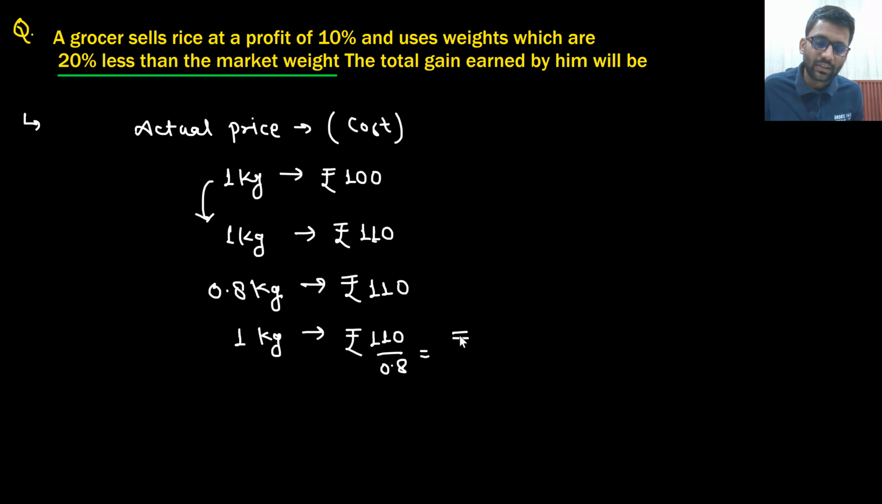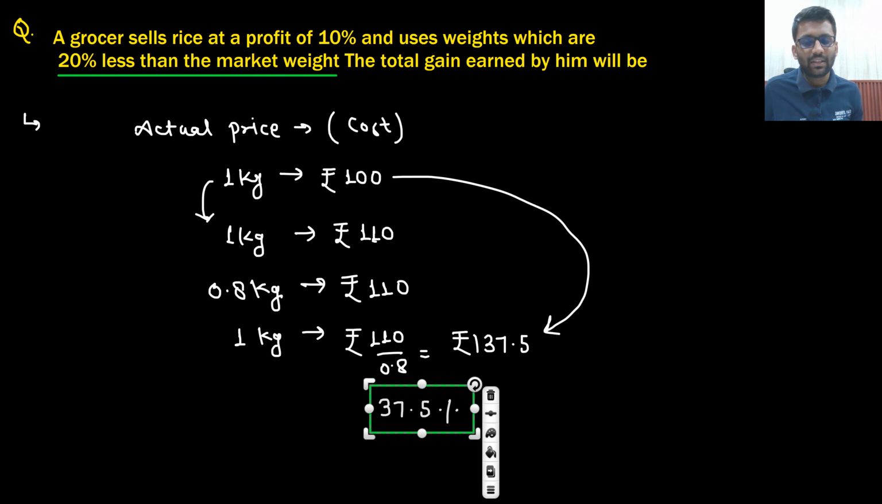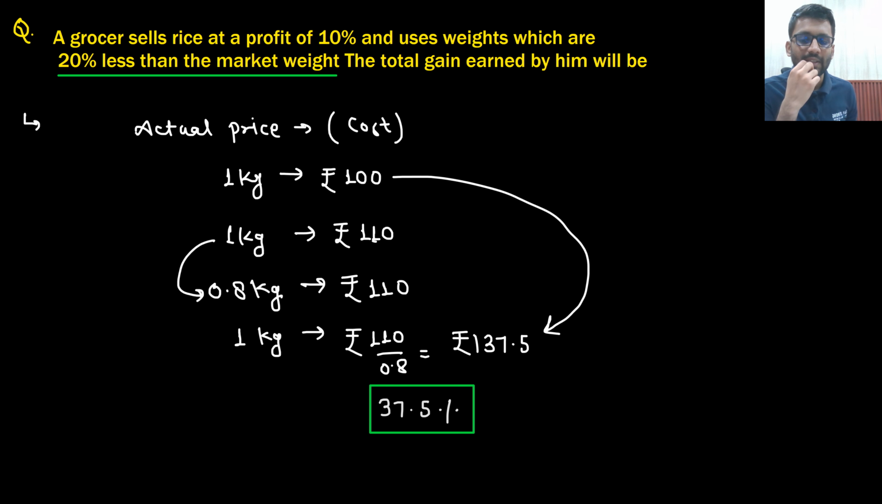That means 137.5 rupees. So eventually he got the rice in 100 rupees, but he sold it in 137.5. So what is the profit? 37.5%. He is doing two things here. First, he is increasing the price by 10%. Then he is using the faulty weights. 20% less than the market weight means you only have to put 80% of that, then only it will give you the reading of 1 kg. Let's move to the next question.